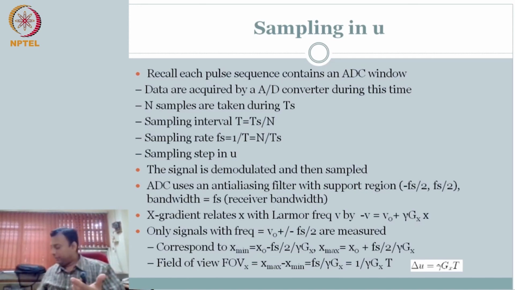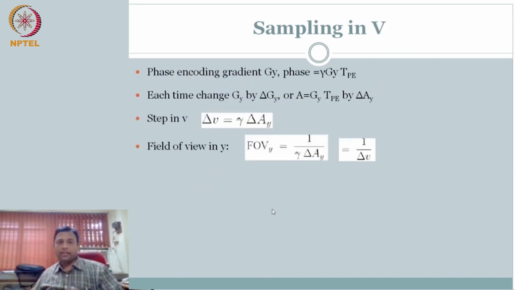Similarly, you can think about it in the V direction, right? For the phase encoding gradient Gy, your phase is gamma Gy TPE, and this is the step size of your V direction. So each time you change Gy by delta Gy, you are changing your phase by gamma TPE delta Gy. Recall the previous slide and the plot, how we jump. This is just an extension from there. So your step size is delta V in the V direction, dictated by gamma delta Gy TPE. Clear? That means your field of view in the Y direction.